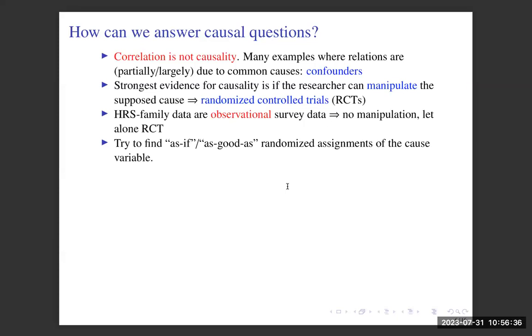And it's often or sometimes useful to try to find as-if randomized assignments or as-good-as-randomized assignments of the cause variable. So when you think about a randomized control trial, see whether there is something in the data or in the context that would act in a similar way.